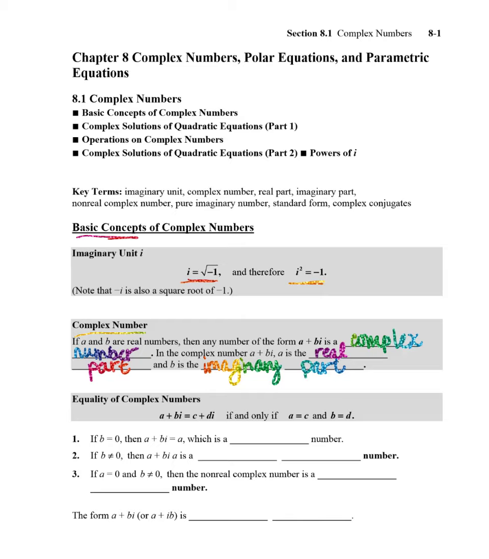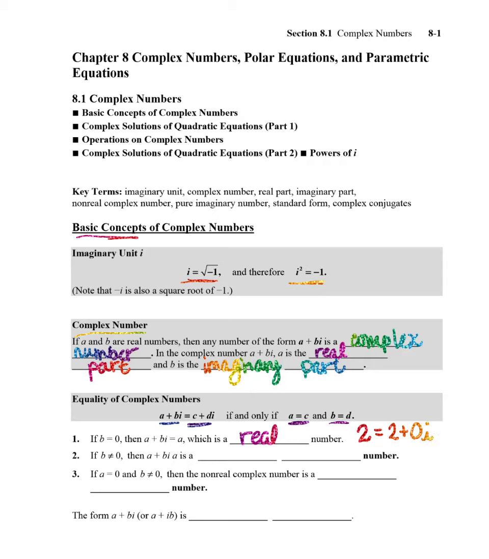The equality of complex numbers: a plus bi is the same as c plus di if the real parts are the same and the imaginary parts are the same. If b is equal to 0, then a plus bi is just a, which is a real number. An example: 2 is a real number. We could write this also as 2 plus 0i.